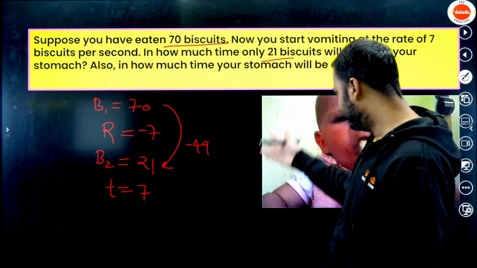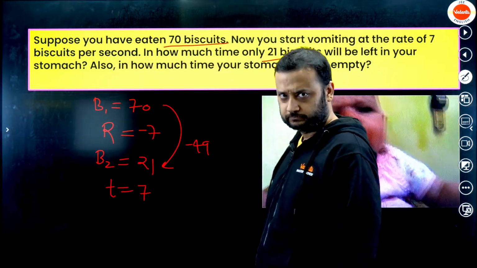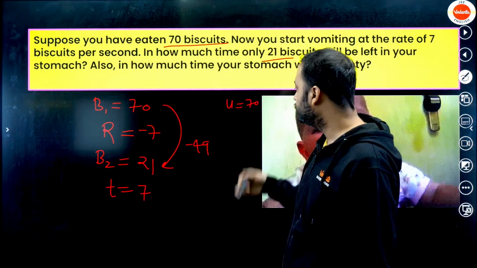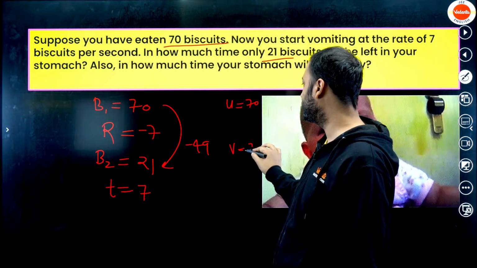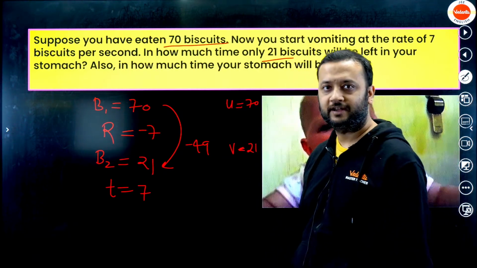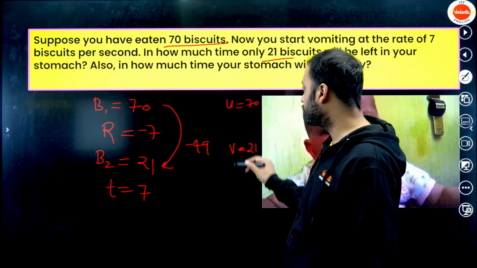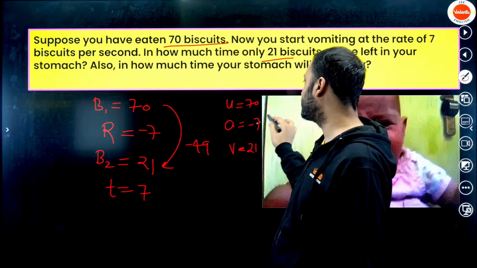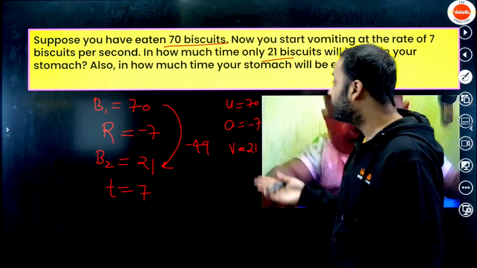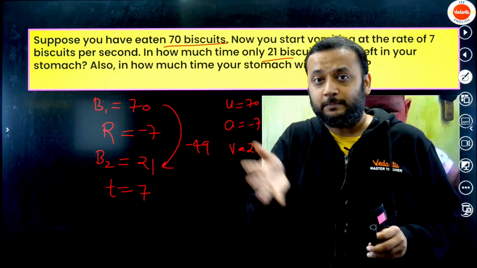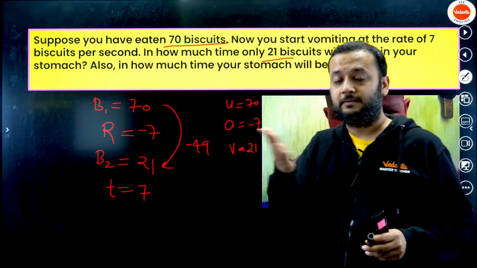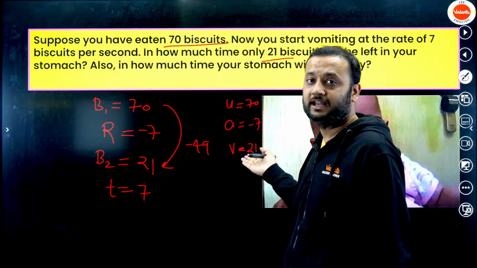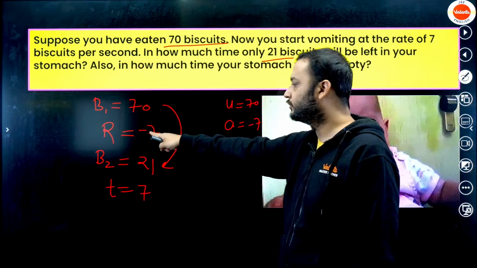Very simple. Can we relate this with velocity? Obviously. Suppose initial velocity was 70, and you want the final velocity to be 21. Suppose your acceleration or retardation is 7. That means acceleration is minus 7. What does this mean? That velocity is decreasing per second at the rate of 7. So starting from 70, how much time will it take to reach 21? Very simple. What did you do over here?